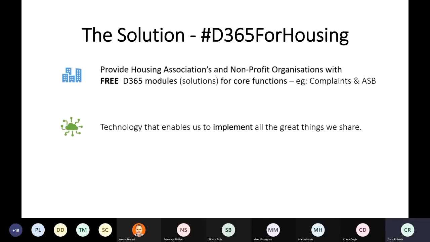So I started a project along with my day job called D365 Housing, and it provides housing associations and non-profit organisations with free modules, as I call them for the sake of clarity, but we all know them as solutions, for core functions. These are functions that we do across the sector. They include complaints, dealing with ASB, and lettings, some really key stuff that we all do, but for some reason we don't collaborate when it comes to creating this and making the most of this technology.